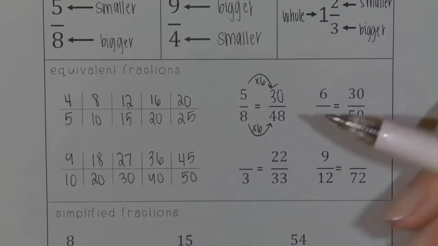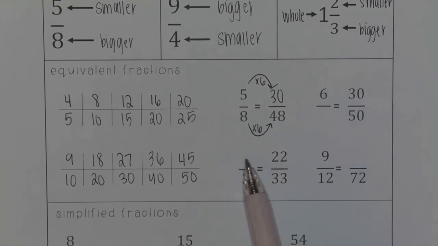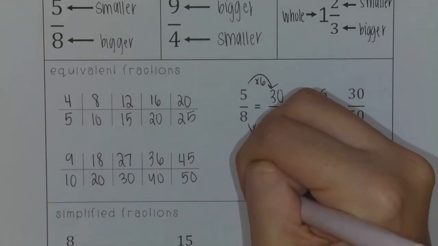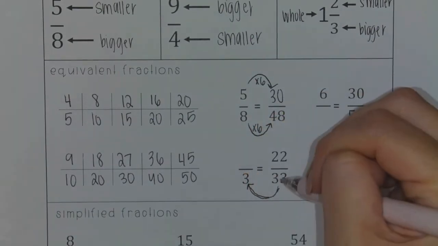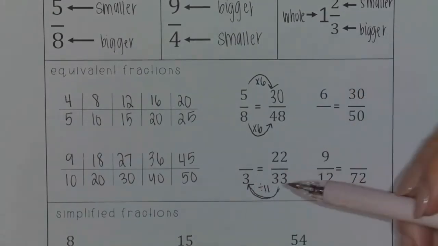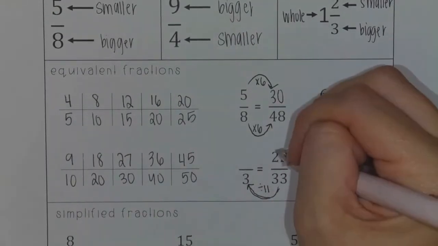Okay, let's look at this next one. So this time, I don't know what the numerator is that belongs to the denominator of 3, but I know that whatever it is, it has to be equivalent to 22/33. So again, I'm looking for that relationship. I'm looking for that scale factor. And I see it between 3 and 33. So what I do to 33 to get 3 is I divide by 11. So my scale factor is divide by 11.